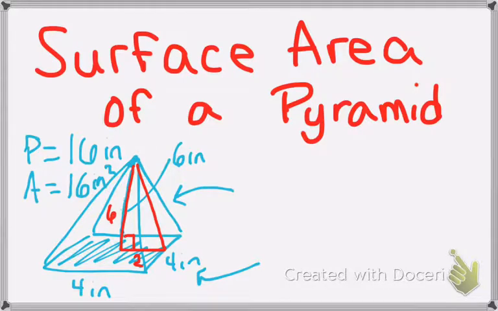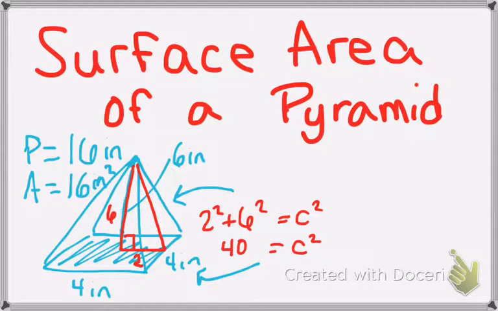So using Pythagorean theorem, a squared plus b squared equals c squared. Remember, c in this case is our slant height. We get 4 plus 36, or 40, equals c squared, which means my slant height is the square root of 40, which is about 6.32.